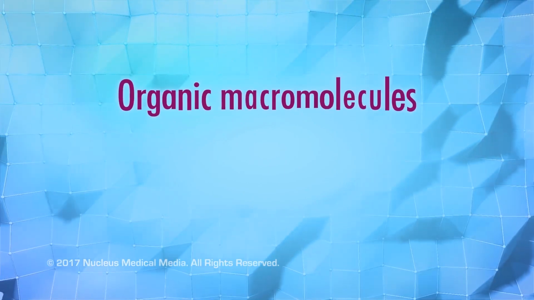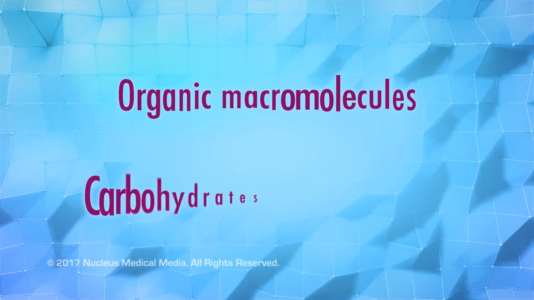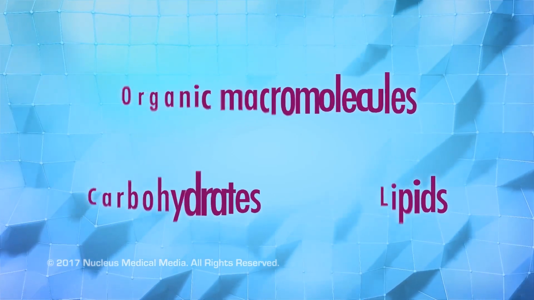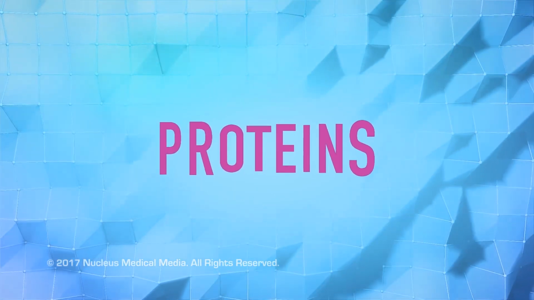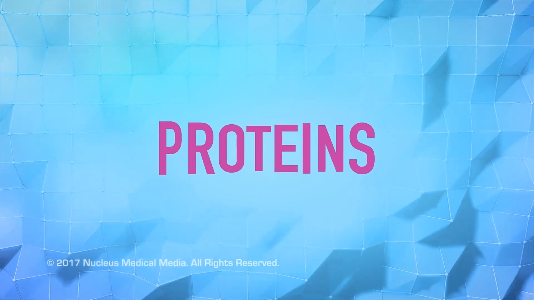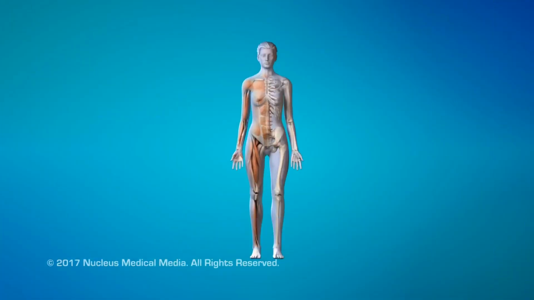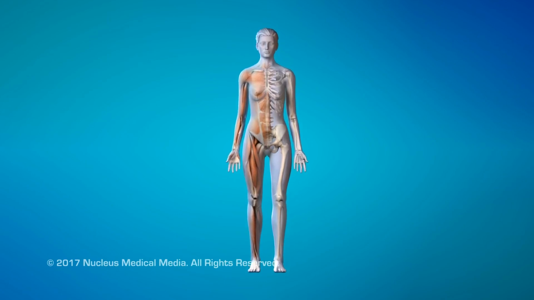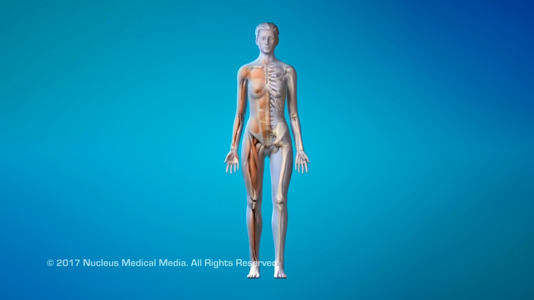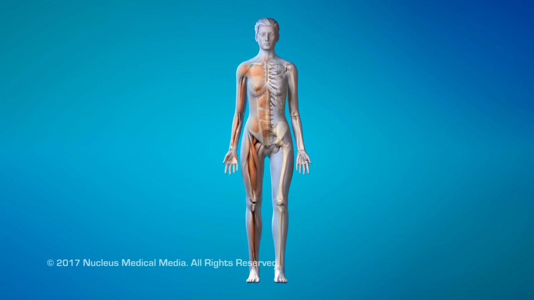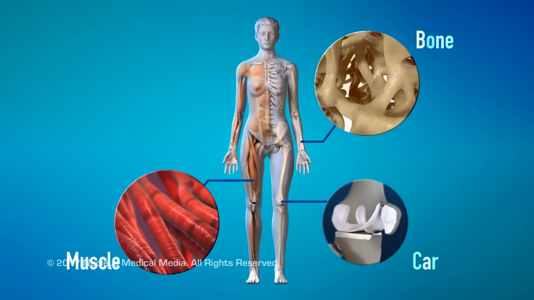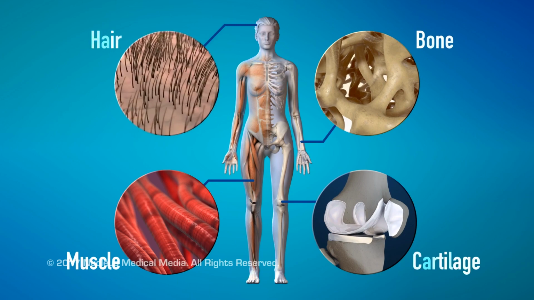So far, we've covered two of the organic macromolecules, carbohydrates and lipids. Today, we'll be talking about proteins. Proteins have many uses. For example, many different proteins are used to form the majority of various body tissues, including muscle, bone, cartilage, and hair.